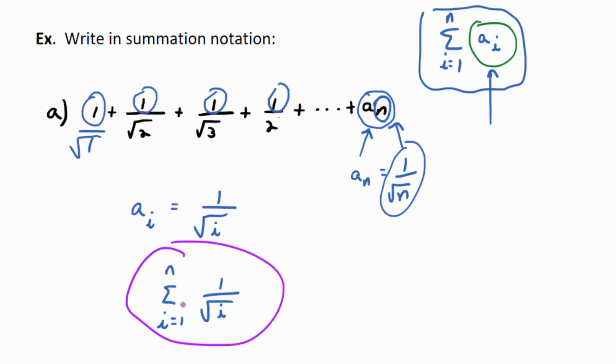Well, I'll tell you what answer would be just as right. If you had used k here, then you would have said the sum from k equals 1 to n of 1 over square root k. So there are different answers that could be totally correct. Now in WebAssign, they're going to say use i or k or whatever letter.